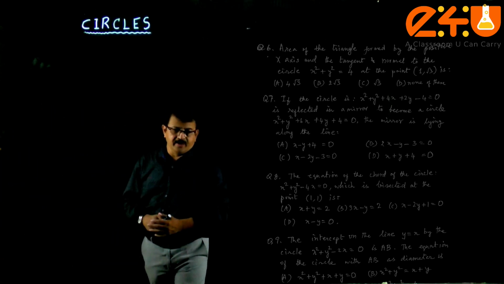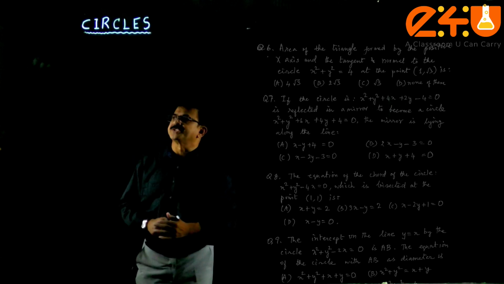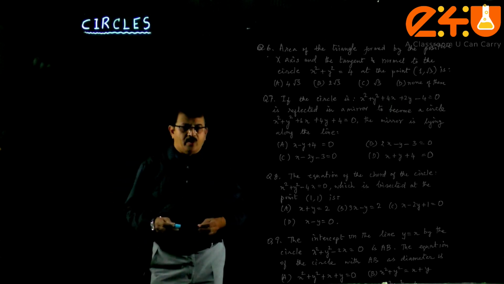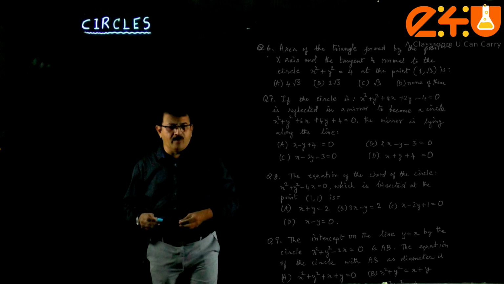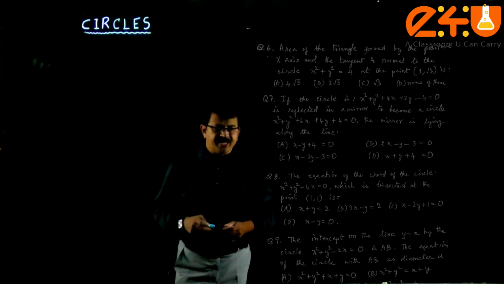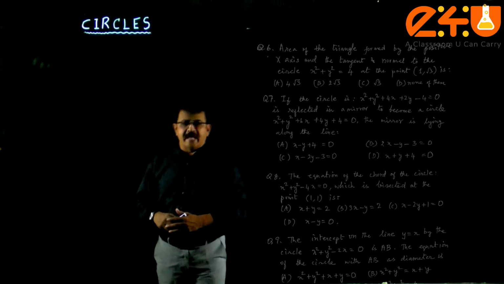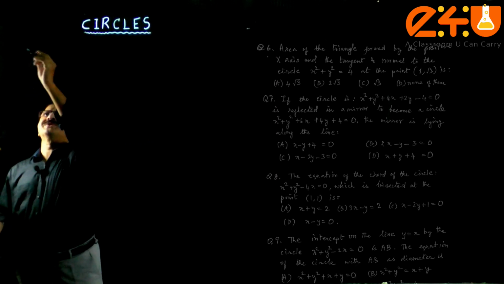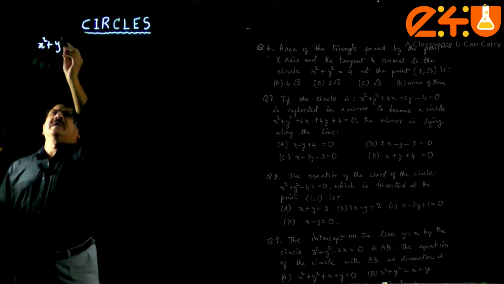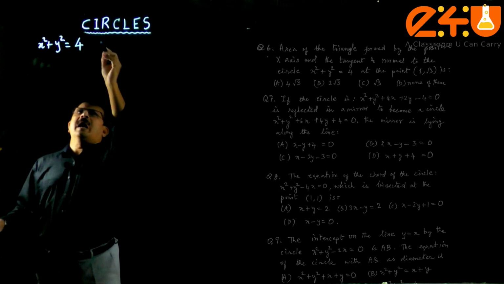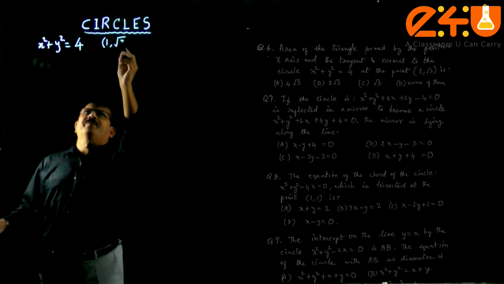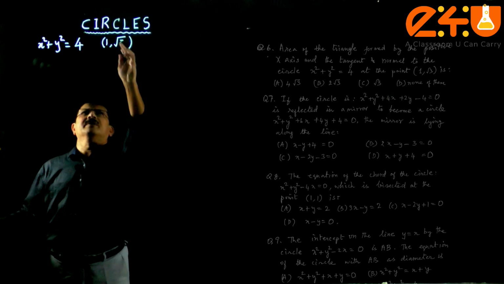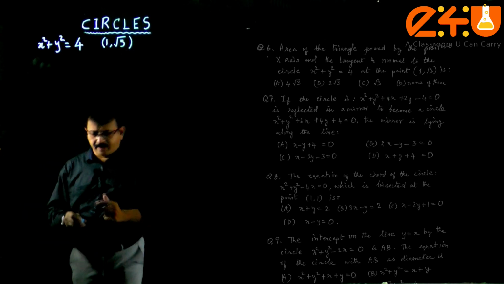Yes, students, we are ready to solve the next question. There is a question in your view now. What is wanted is the area of the triangle formed by the positive x-axis and the tangent and normal to the circle x squared plus y squared equal to 4 at the point 1 comma root 3.